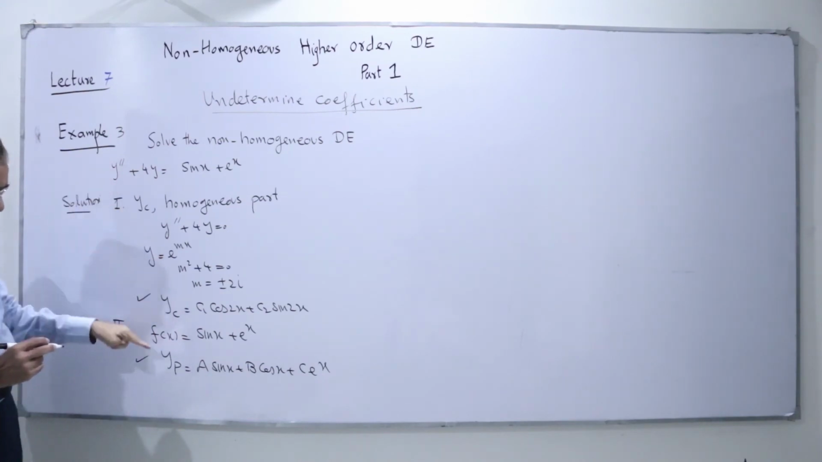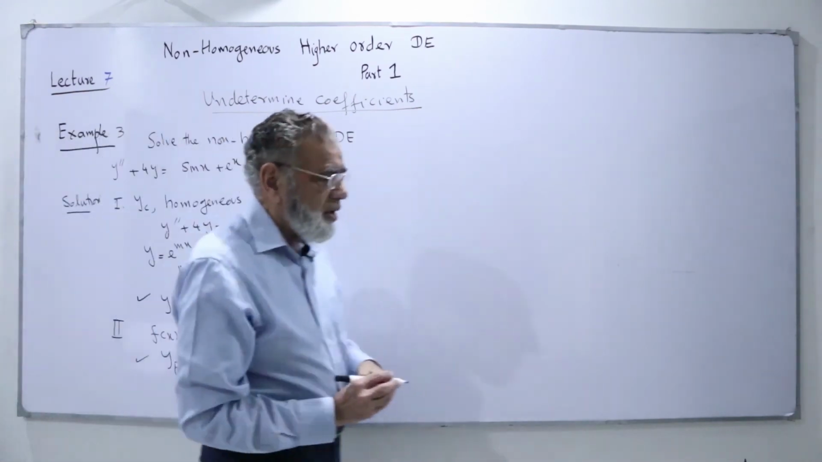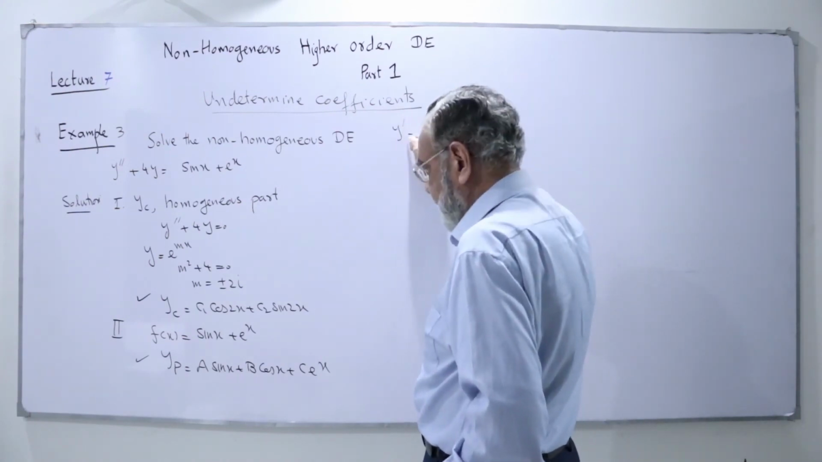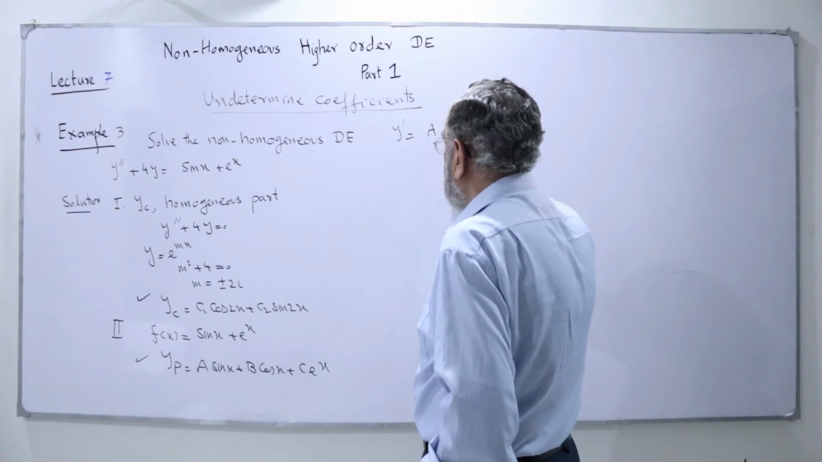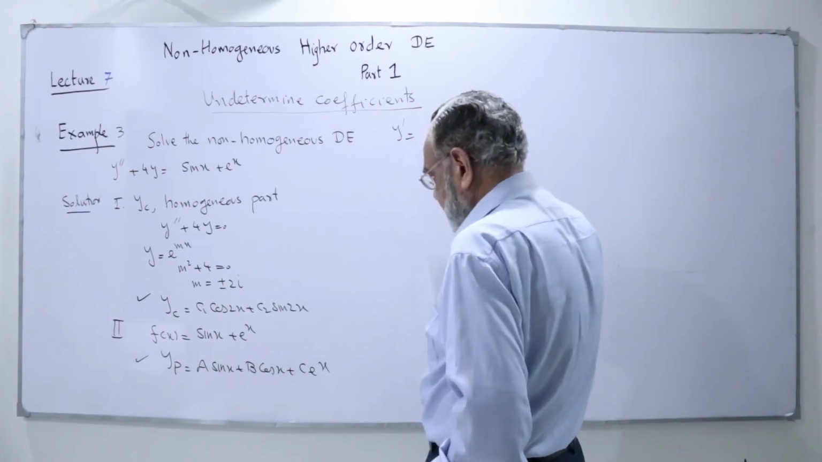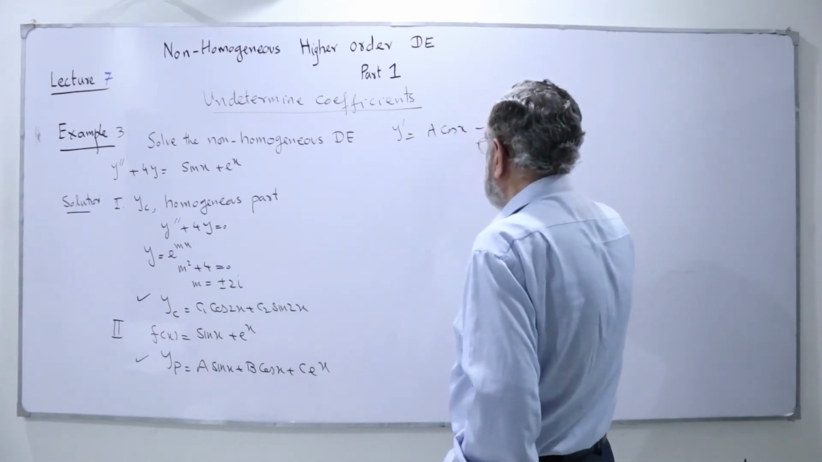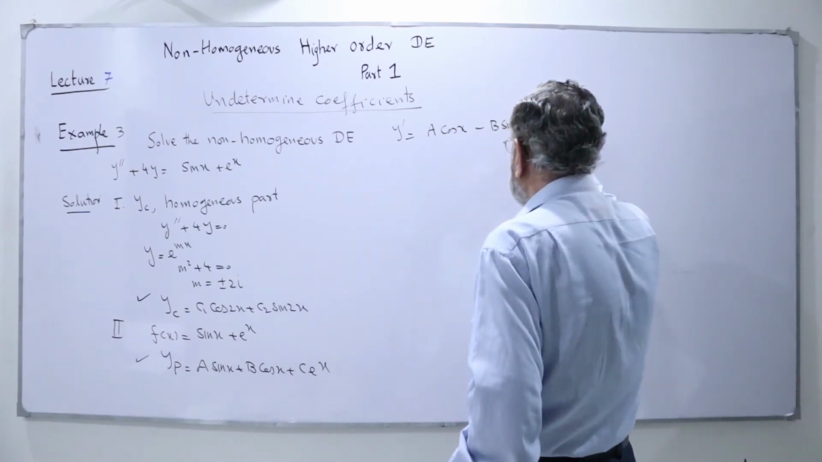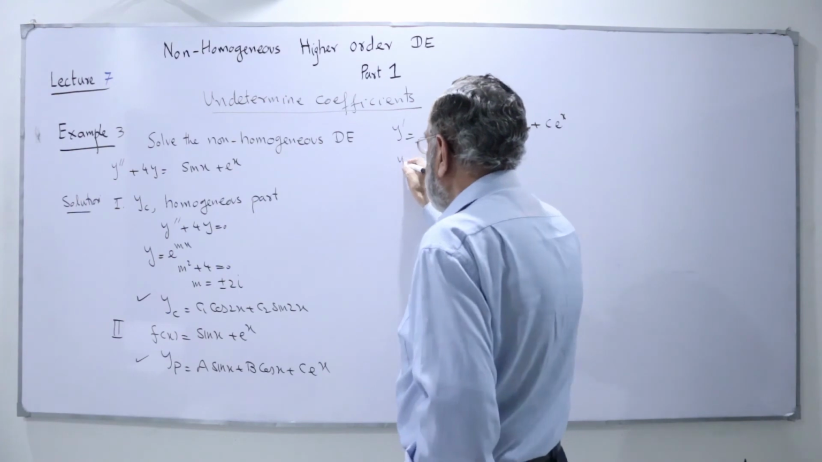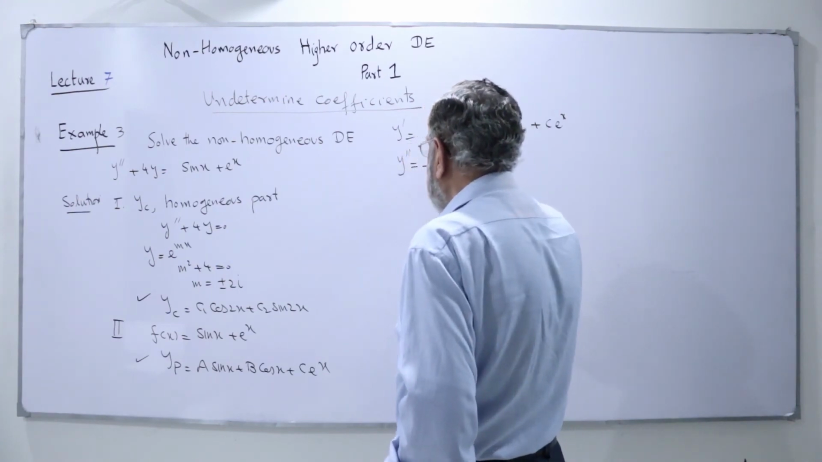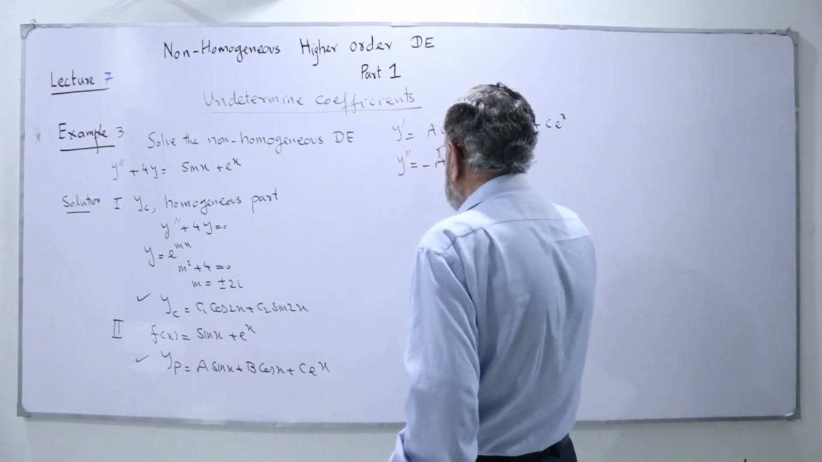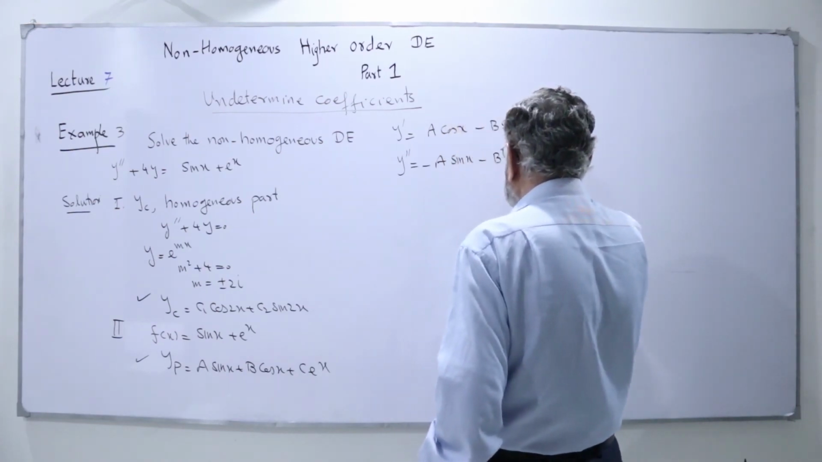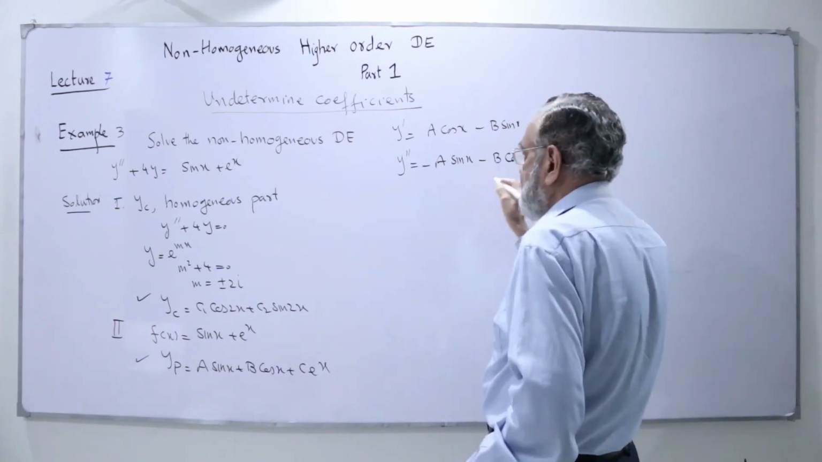We substitute this in our differential equation. We need y double dash. Given yp, we find y dash. Y dash is equal to a cosine x minus b sine x, since the derivative of cosine is minus sine, plus c e to power x. We find y double dash. Y double dash will be minus a sine x minus b cosine x plus c e to power x. I substitute into my differential equation.